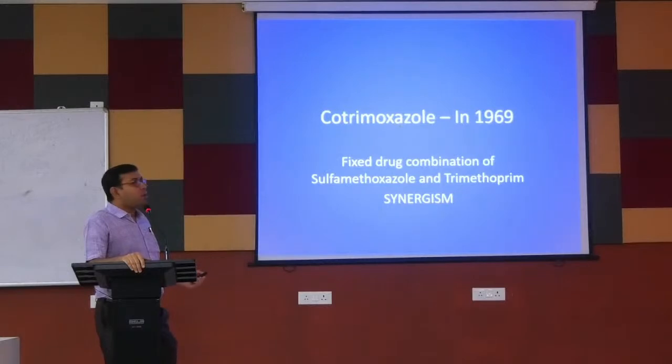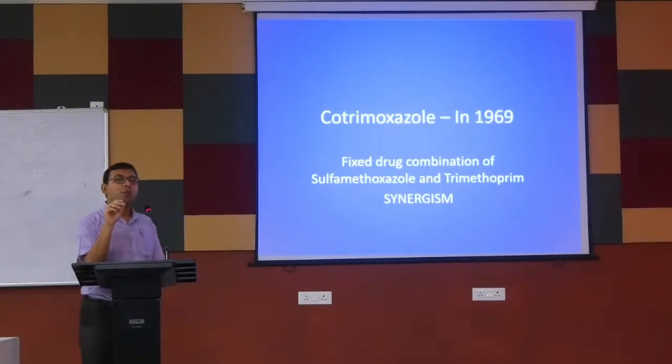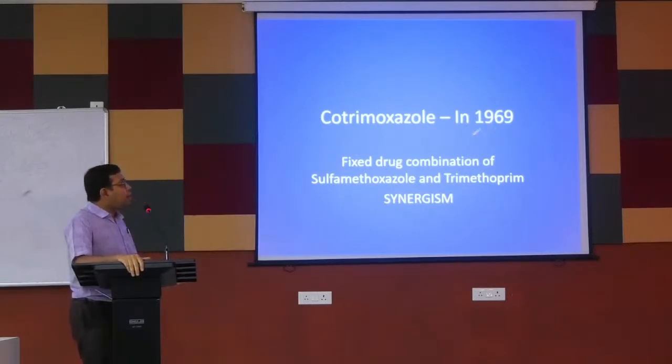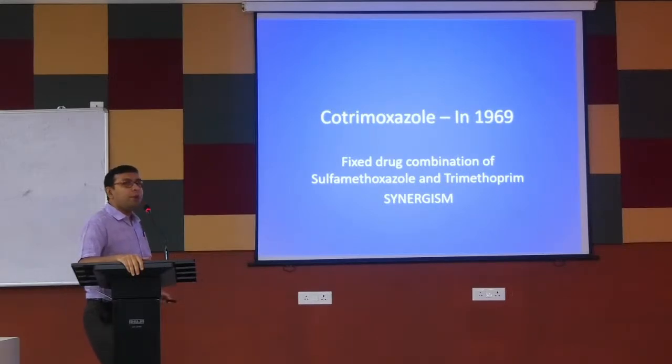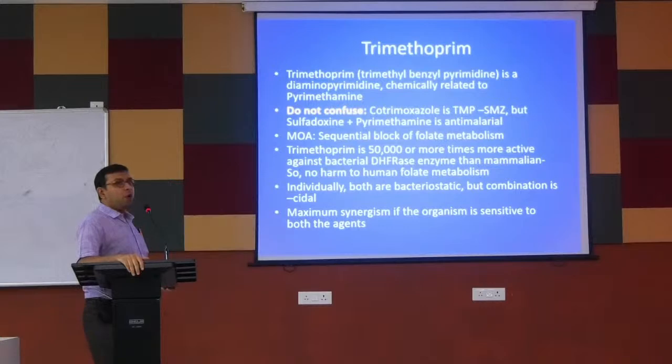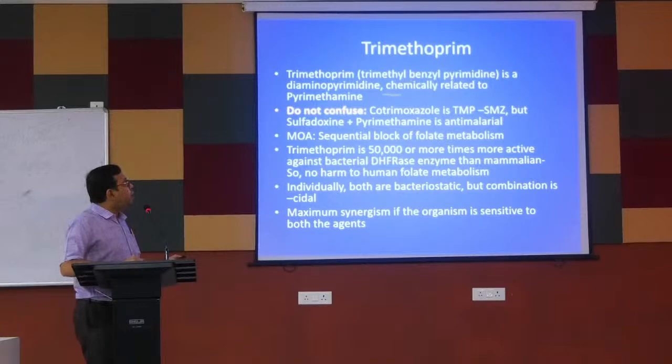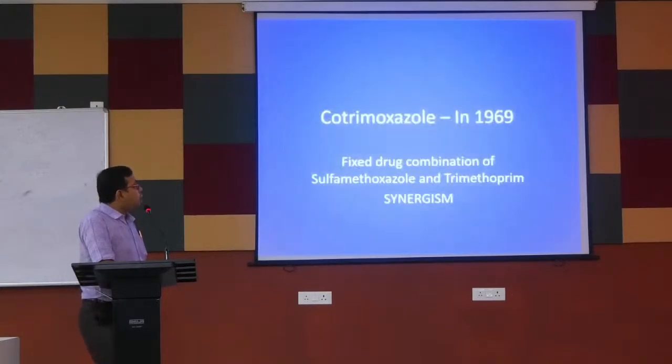Now coming to co-trimoxazole, that is the most important. Already we have seen that if we combine these sulfonamides with trimethoprim, that can have a synergistic action. It was invented in 1969, which is a fixed drug combination of sulfamethoxazole and trimethoprim. So what is this trimethoprim? It is basically a trimethoxybenzyl pyrimidine, chemically related to pyrimethamine.